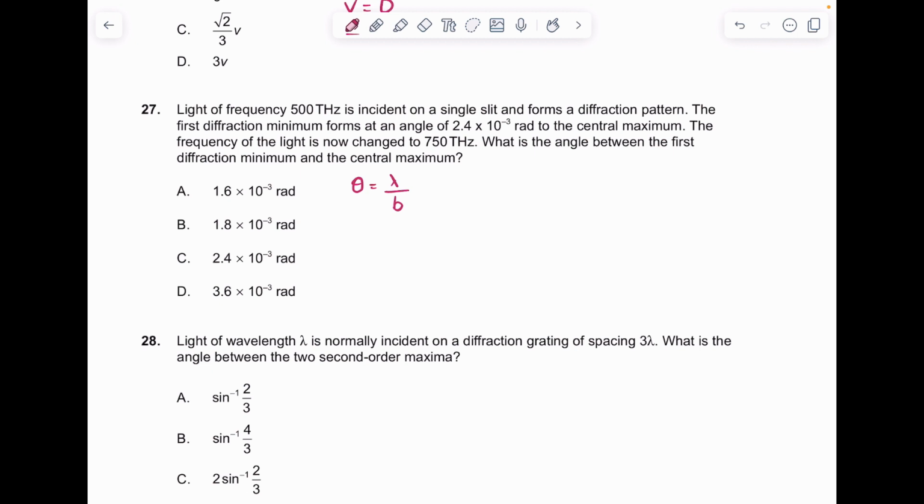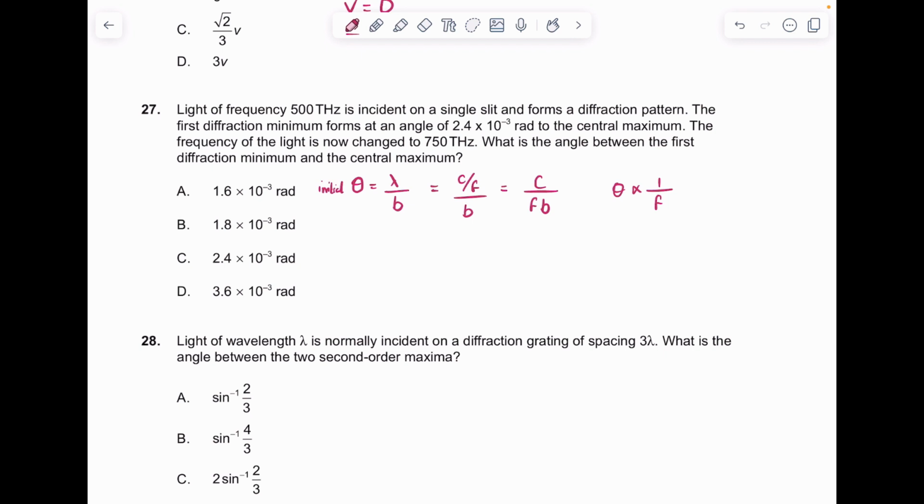Obviously, we're not dealing with lambda here, we're dealing with frequency. So this is our initial expression for theta. Let's change this to a frequency expression. So c over f over b, just from v equals f lambda. So that's c over f times b. So theta is proportional to 1 over f.